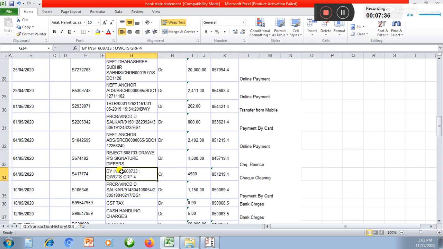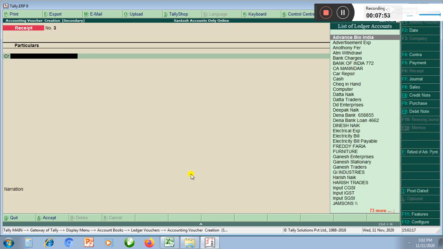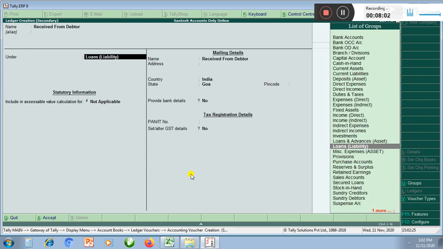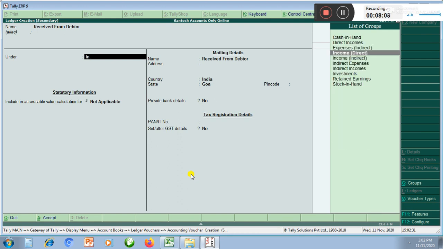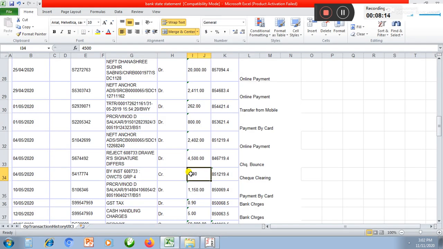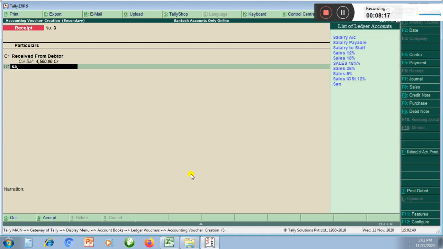Credit again. This is check clear 4,500. See whose check it is. The check number is given here. We have received this check from someone, and this is the receipt you have to pass. Suppose you don't know who this was received from. From whom this money is received, you can even put a receipt like this. Go to the receipt here. Received from data. Under what? This becomes an indirect income. Remember, indirect income. Okay. Received from data, 4,500. And debit will be State Bank of India.